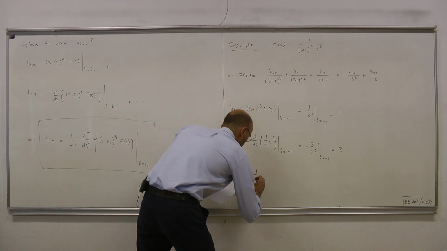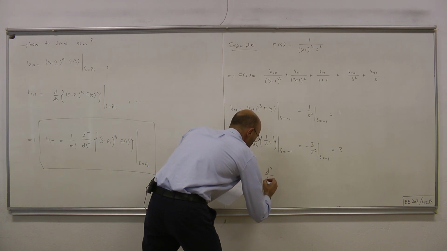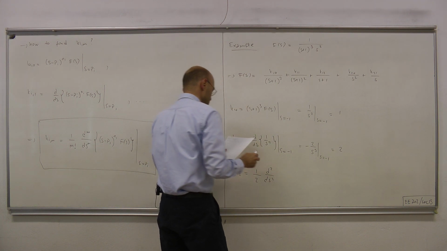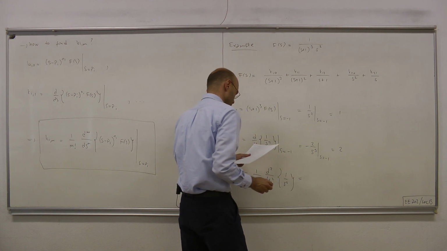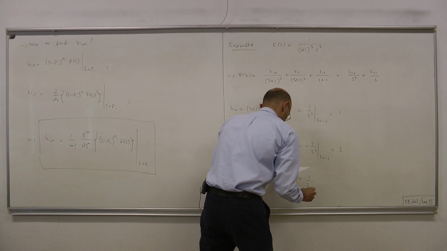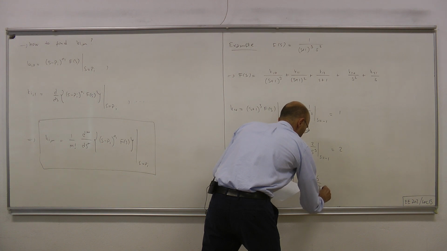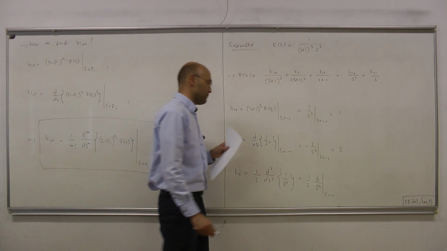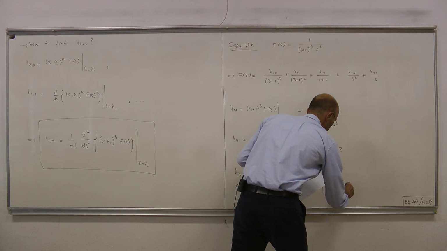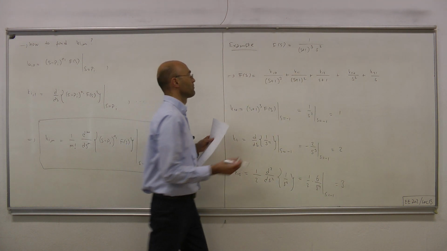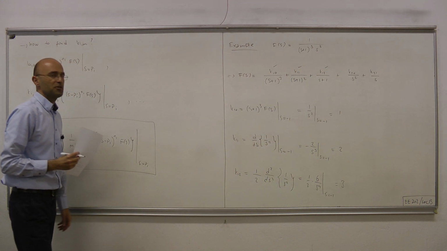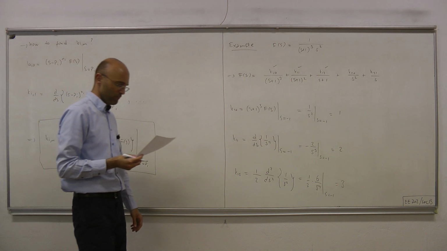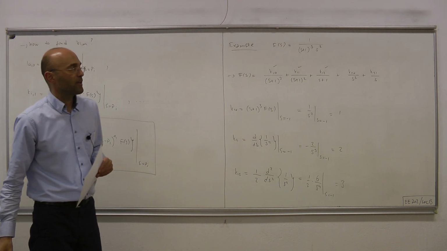Okay, 1 over 2, and then double differentiate 1 over s squared, and that's 1/2 times 6 over s to the 4 evaluated at s equals -1. That produces 3. Okay, hence these guys are now known. Let's do the same thing for k20 and k21.